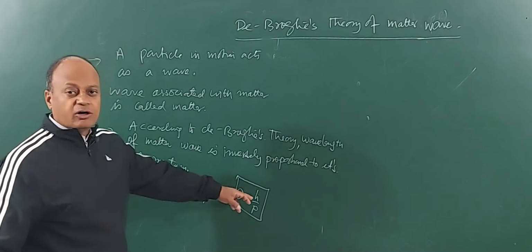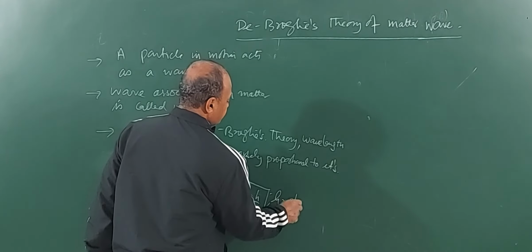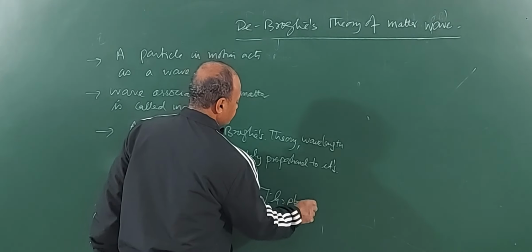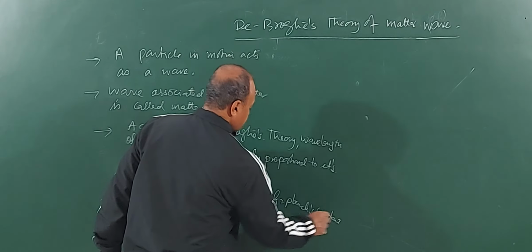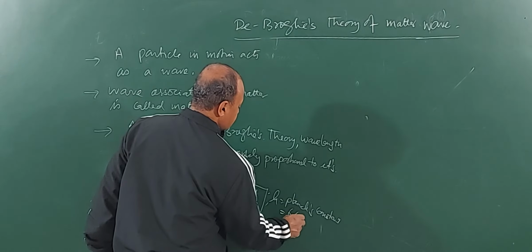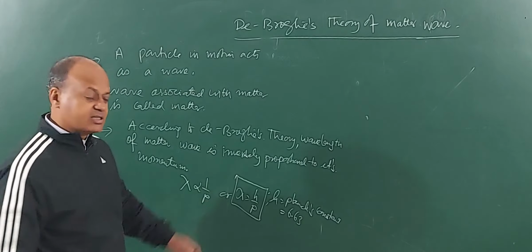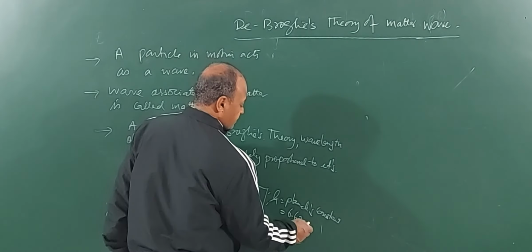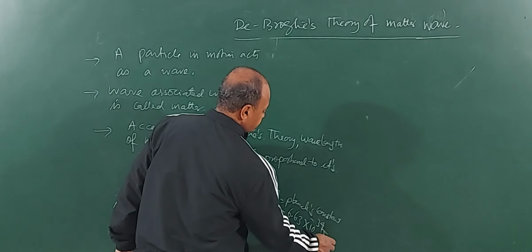where h is called Planck's constant. h is what? Planck's constant. And what is its value? Its value is nearly 6.63. In fact, it is 6.623, but we will be writing 6.63. We will round it off. 10 to the power minus 34 joule second.